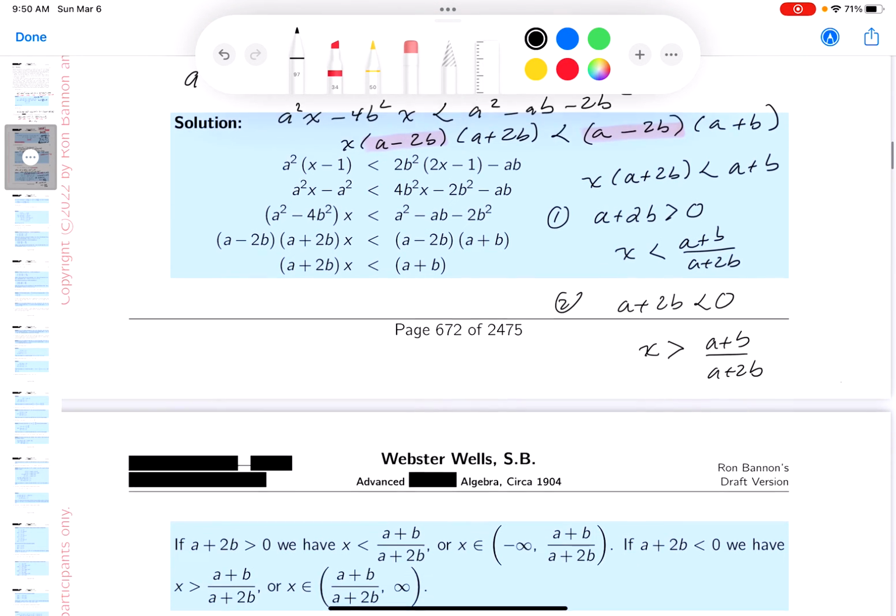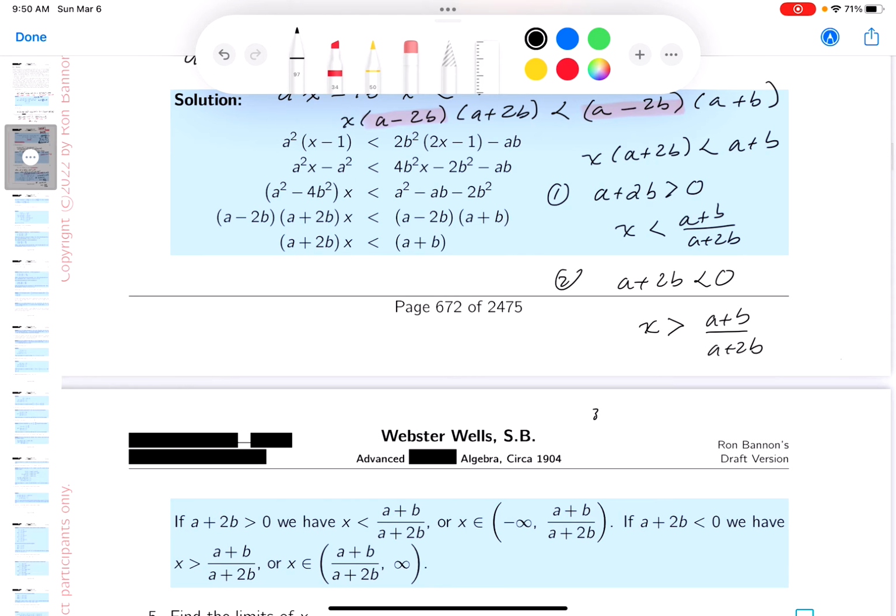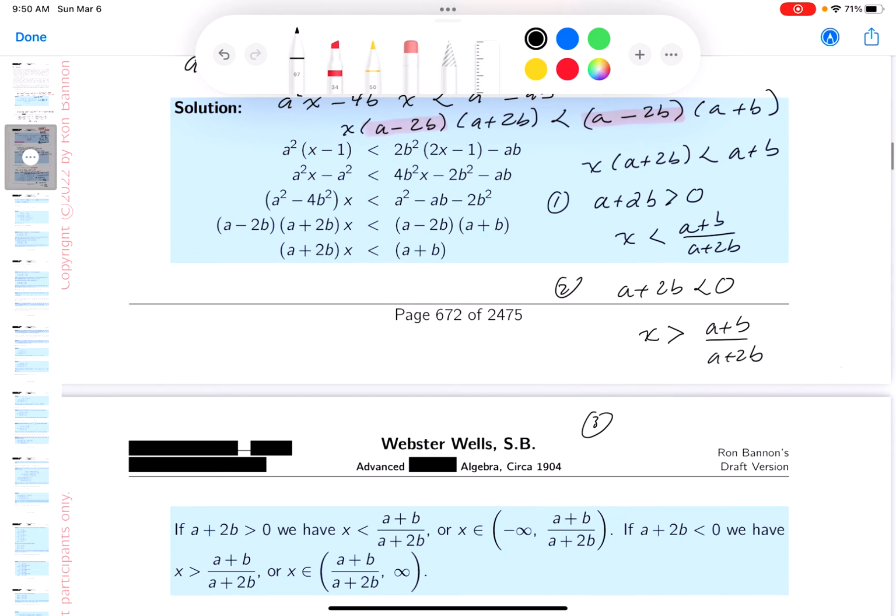All right? Third case, a little more difficult. I don't think I did it in the key, by the way. But what would happen if a plus 2b were 0? And I want to point out, you're not going to divide by that. You're going to look at this. And what would you get then? Well, if a plus 2b equals 0, what would you have? You would have 0 times x, and that would be less than, right?